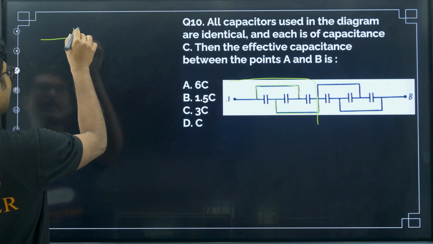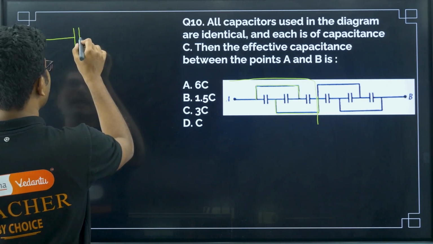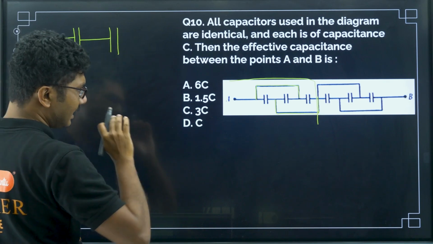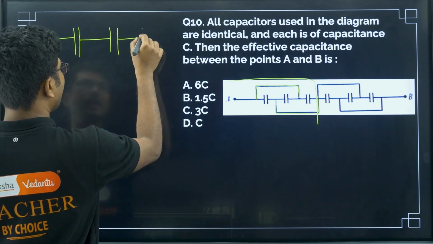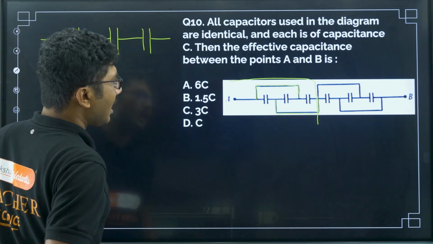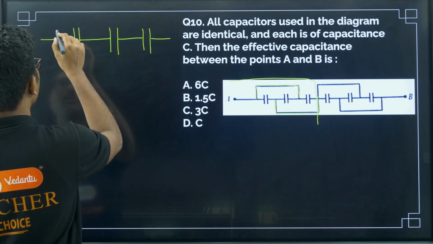If you understand that, then in future if they give you some difficult combination, you can handle it. This is a little harder compared to the CET standard, but last year's CET question paper was not so simple.